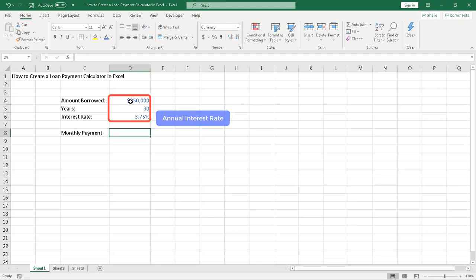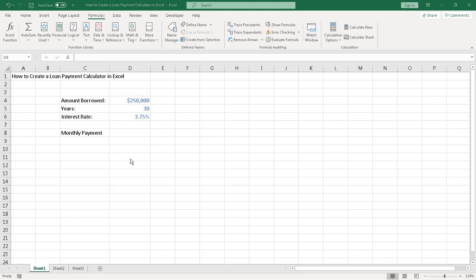These values are entered by the user, hence I have given them a blue color. Once the calculator is completed, these values can be changed by the user, which will then automatically affect the monthly payment calculation in cell D8.